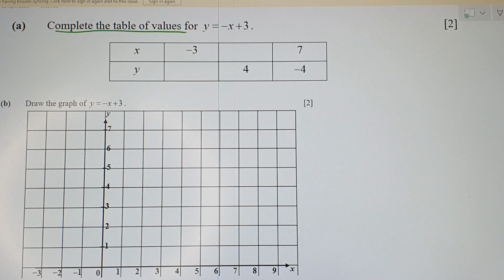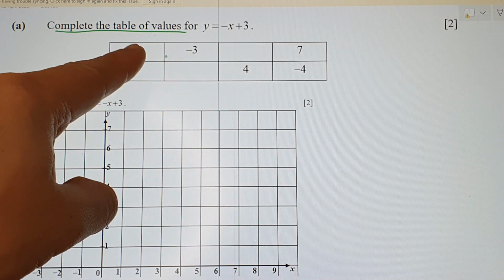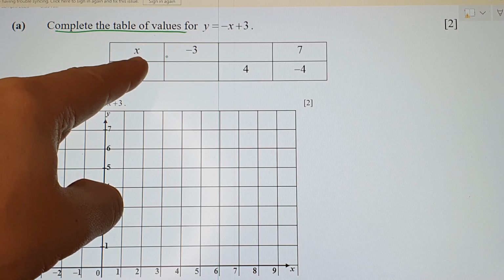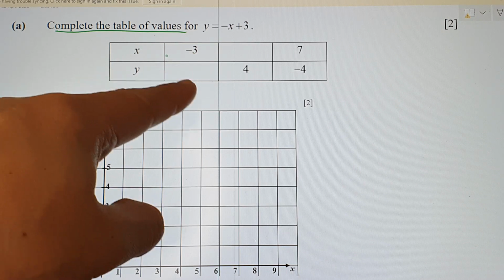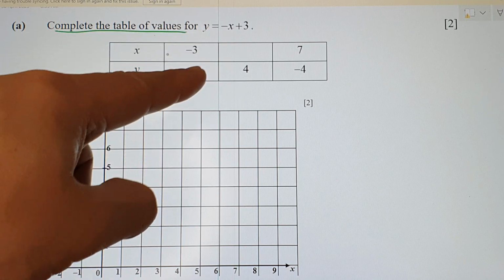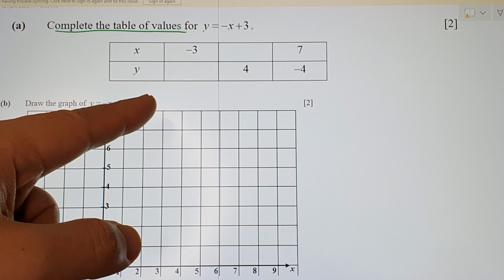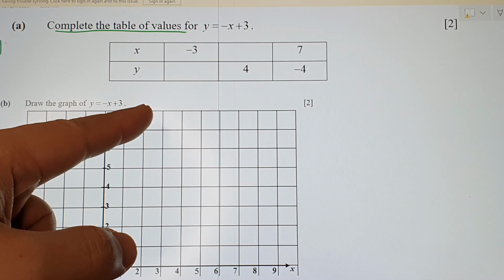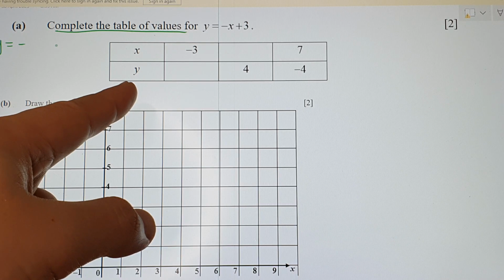They're trying to tell you how to read this table. This table is trying to tell you when x equals minus 3, y equals a certain value. What is this value? Actually, they want you to find. Okay, how to find? Very simple, okay? I do the working here. y equals minus x plus 3, right?